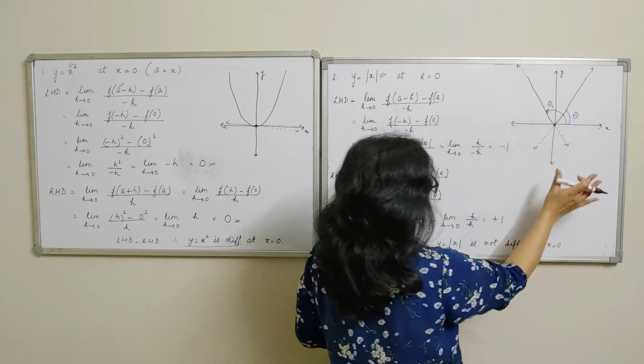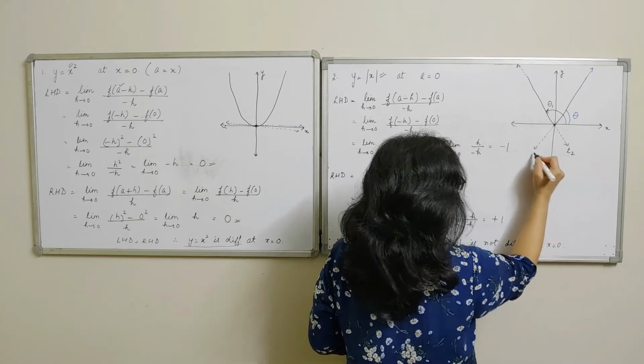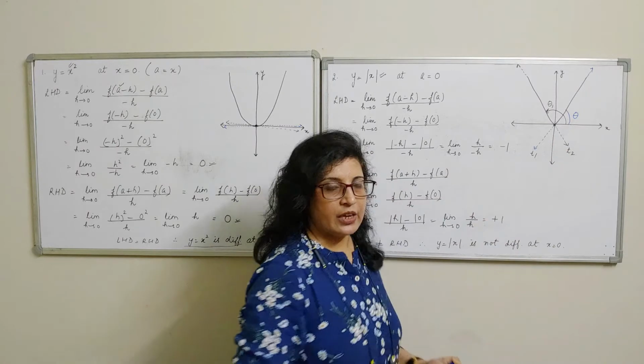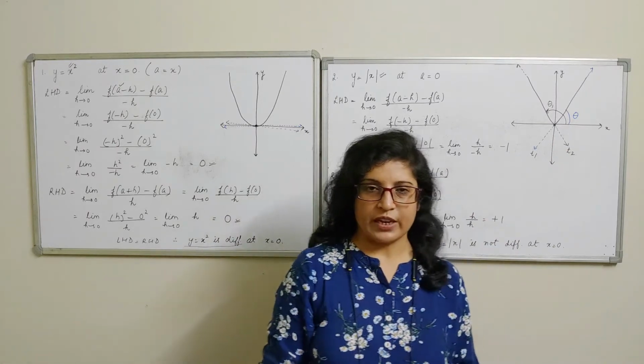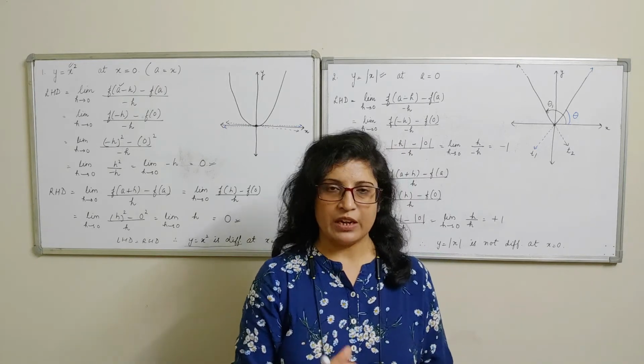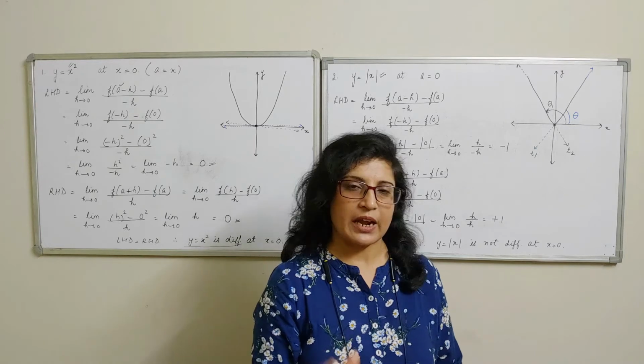Now in the figure it is clear that we are getting two tangents. Let's call this tangent T2, this is T1. So these two tangents do not coincide. The tangents do not coincide. So that means geometrically you are getting two different tangents. So whenever geometrically we get two different tangents, that means the function is not differentiable at that point.